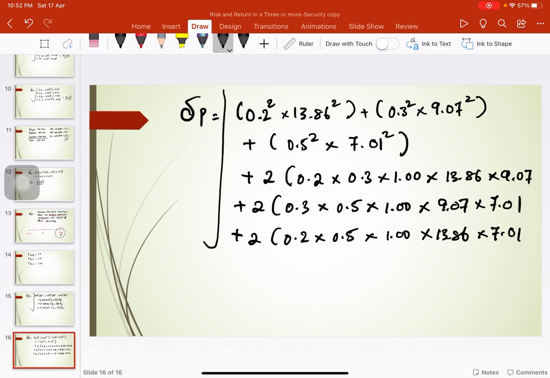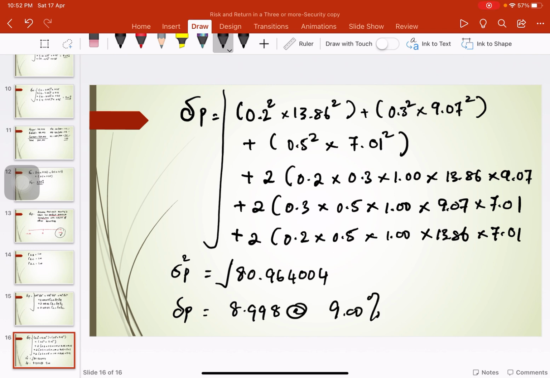Okay, yang ni kiralah hati-hati sikit. Okay, so variance you akan dapat lebih kurang macam ni lah, 80.964004. Okay, and then you square root this one. Ni variance dulu, variance of the portfolio. Okay, and then the standard deviation you akan dapat 8.998%. Okay, ataupun kita mudahkan dia jadi 9% lah ni. Okay, 9%.